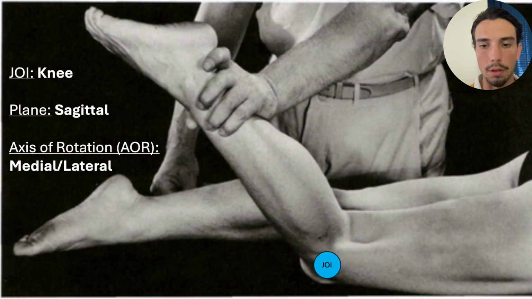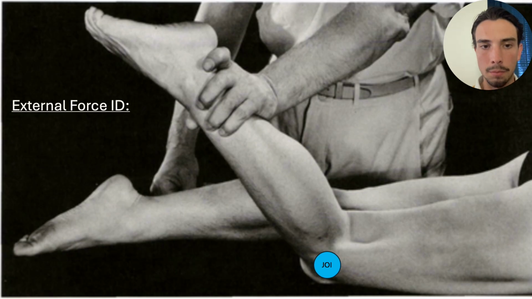Okay, hello everyone. Now in this part, since we just covered the internal force vector and we did the analysis on that, we're going to now be looking at different forces involved. So just quick review, we found out that the joint of interest is the knee. The motion here is happening in the sagittal plane with a medial lateral axis of rotation. So now we want to look at the external forces involved in the motion that's happening here.